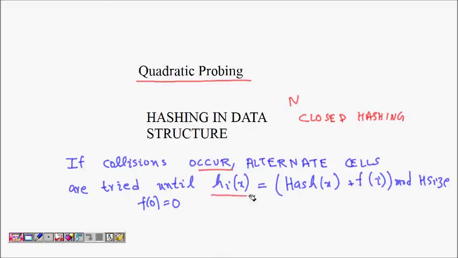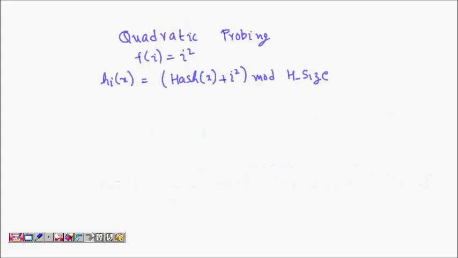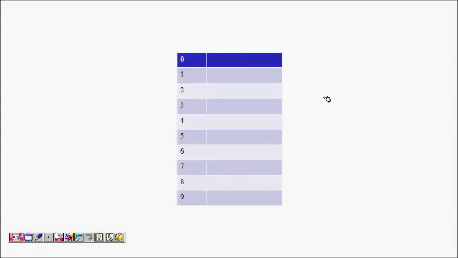Initially, we said that we have a hash function, hash of x, and wherever we get, that cell is where I will put that element. But what happens if some element is already there at the cell number hash of x? In that case, we will try another cell. So this is our hash table.